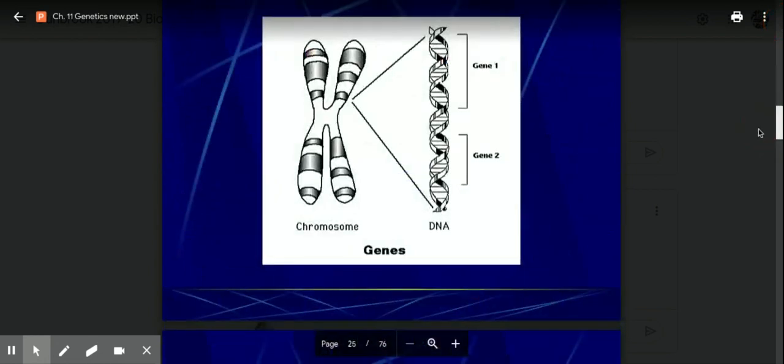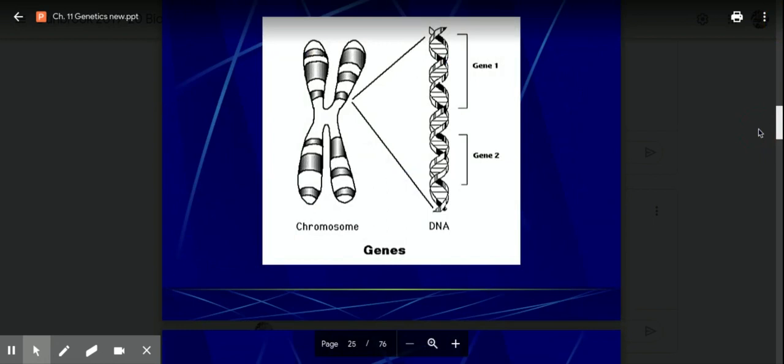So as we said, genes are really just sections on your chromosomes that give you instructions for traits. And if you remember, humans, for example, get 46 chromosomes, 23 from mom and 23 from dad. But a better way to say that is we get 23 pairs. We get two chromosome number ones, two chromosome number twos, two chromosome number threes, and so on. One from mom, one from dad.